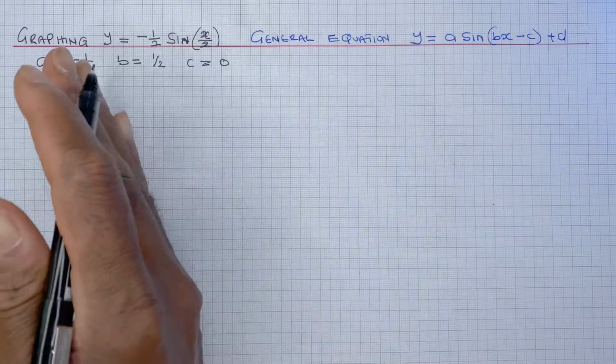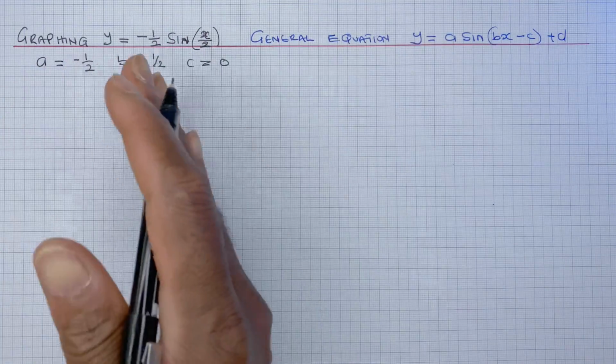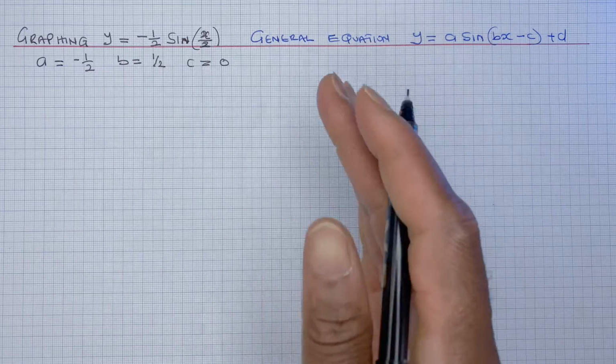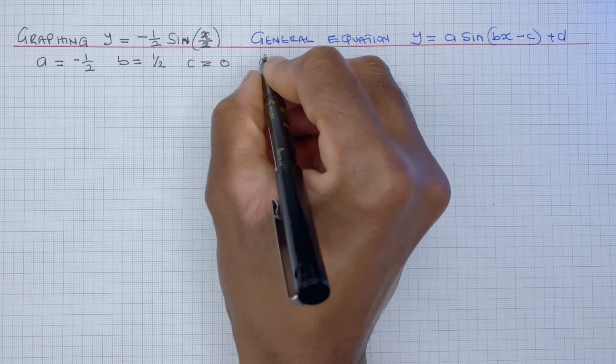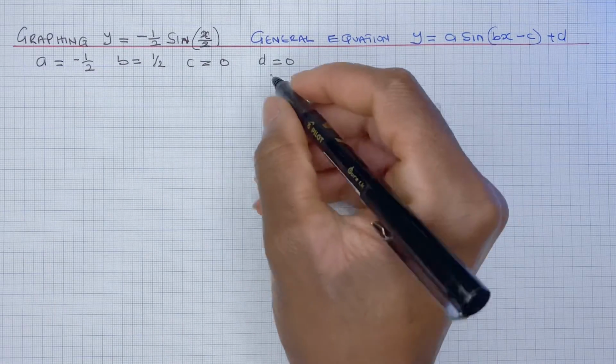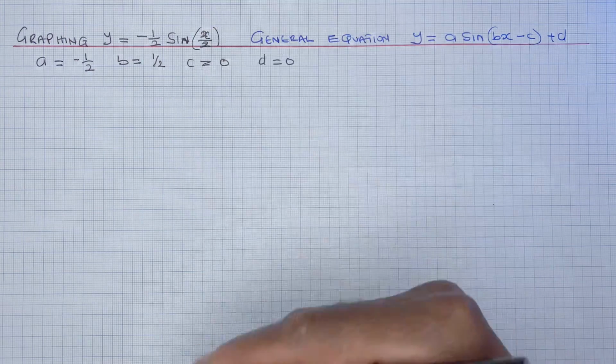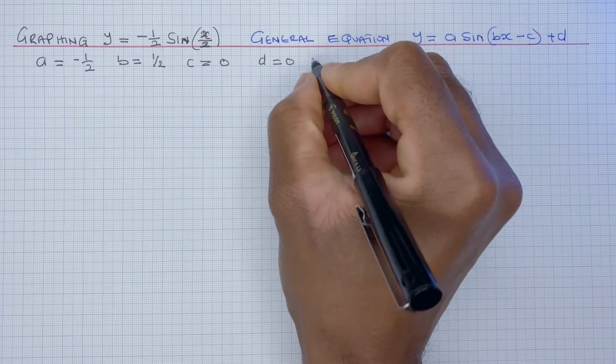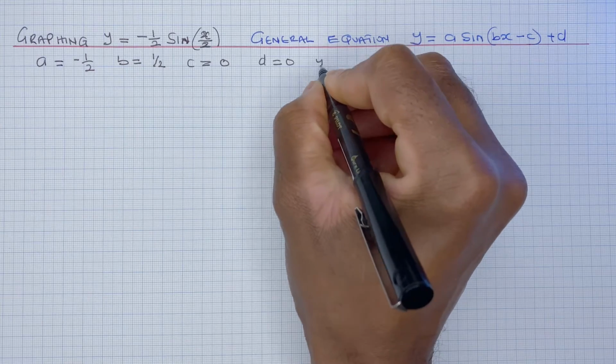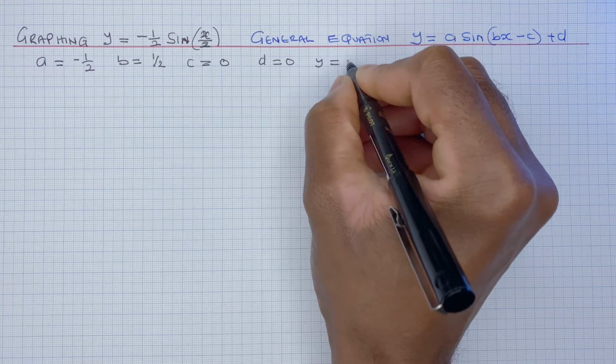That means there is no horizontal translation or shift. D is also 0. That means there is no vertical translation or shift, which implies that the curve will lie on y equals 0.